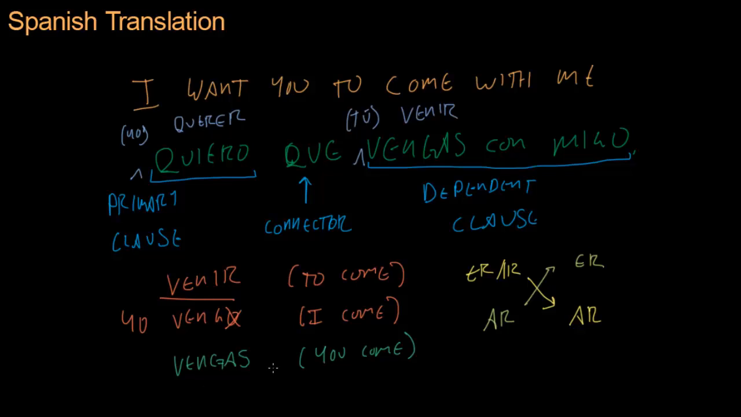Now this vengas goes right here, and it lends the sentence an air of sort of uncertainty. So I want you to come with me doesn't mean that you're actually coming with me. It just means I want that. It's not an actually real thing, right? So that's why we use the subjunctive mood. So this is how to translate I want you to come with me into Spanish. Hopefully that'll help you with your game translations in the future.